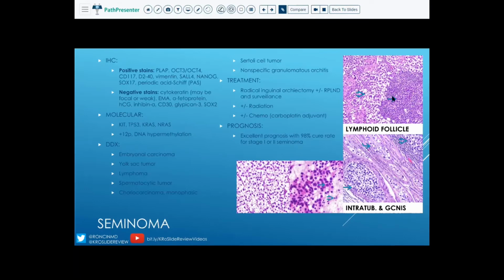Again, you can see lymphoid follicles, so don't let that scare you. This is the seminoma. You can have intratubular growth, which is what this is. We can have germ cell neoplasia in situ and just conventional. This is a cytology smear. So what we can see here is that at first you might think, oh, are these apoptotic bodies because they're so small, but these are actually the lymphocytes. And then these larger cells with that macronucleoli, these are your seminoma cells. And just another view of seminoma.